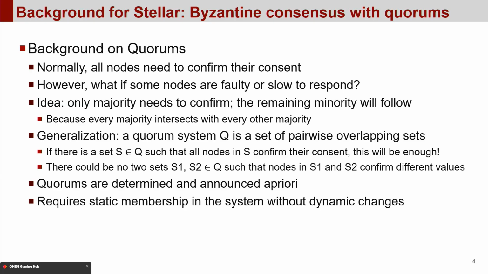A quorum system Q is a set of pairwise overlapping sets of nodes such that if there is a set S that belongs to the quorum system such that all nodes in S confirm their consents, this will be enough, right? So we need only one set out of a set of sets, and we need all nodes in that set to confirm. And the other rule is that there could be no two sets belonging to Q, the set of sets, such that nodes in the two sets confirm different values.